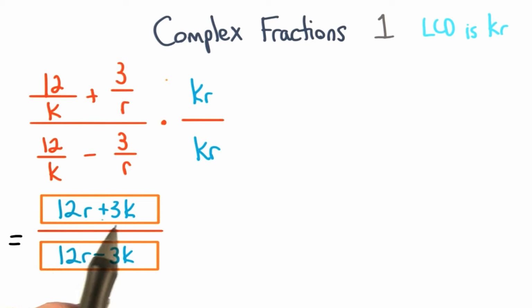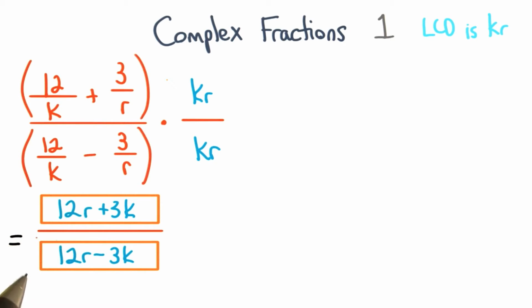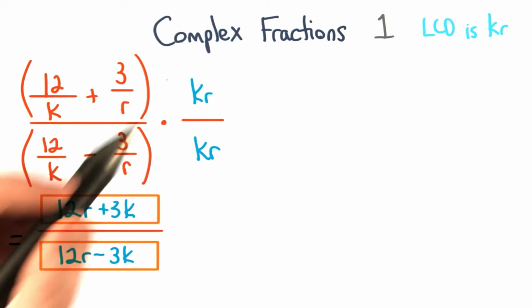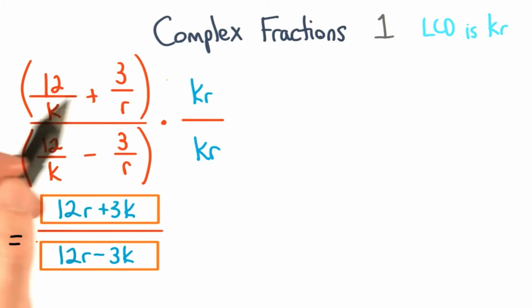Well, we'd get 12r plus 3k for the numerator and 12r minus 3k for the denominator. Nice algebraic skills if you got these two correct. If this gave you some trouble, that's totally okay. Let's see how we can distribute this kr to each of these terms.